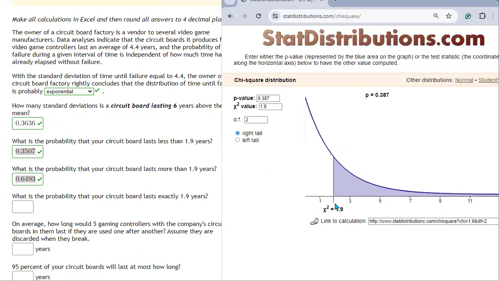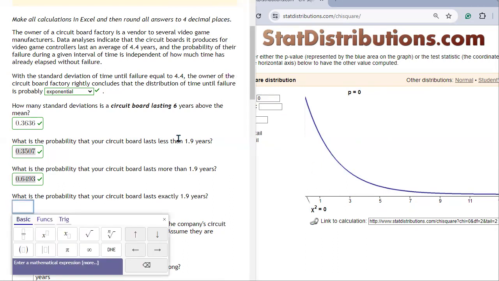Now, what is the probability that your circuit board lasts exactly 1.9 years? Okay, so let's go to the graph here. So here's our distribution, right? We want to know the probability that your circuit board lasts exactly 1.9 years. Now, for any continuous distribution, the probability that x, or in this case, t, equals a given number, that's 0, right? So if we go straight up from 1.9, the reason is that the width of this rectangle is 0 because it's a line at 1.9. 1.9 minus 1.9 would be 0, and 0 times that height would be 0. So this value here is 0.